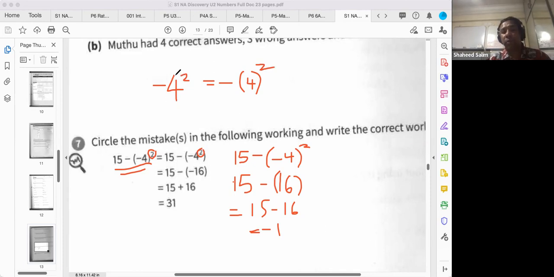Because this 2 is only attached to the 4. If you want to include the minus, you must write like that. You must write like this. Then we know it's minus 4 times minus 4. This one we know the minus is outside, right? 4 times 4. So these two are the same.